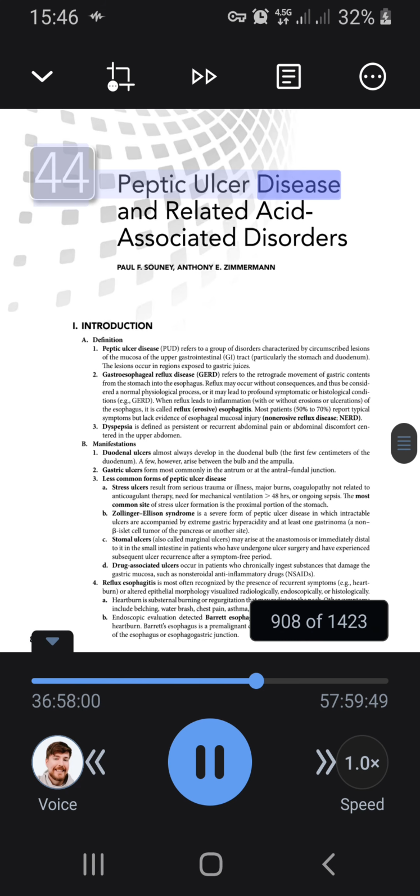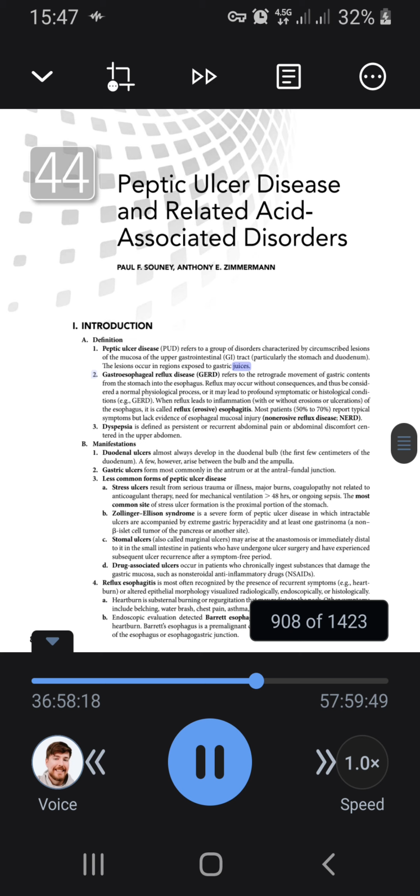44. Peptic ulcer disease and related acid-associated disorders. Paul F. Sony, Anthony E. Zimmerman. I. Introduction. A. Definition. 1. Peptic ulcer disease (PUD) refers to a group of disorders characterized by circumscribed lesions of the mucosa of the upper gastrointestinal (GI) tract, particularly the stomach and duodenum. The lesions occur in regions exposed to gastric juices.